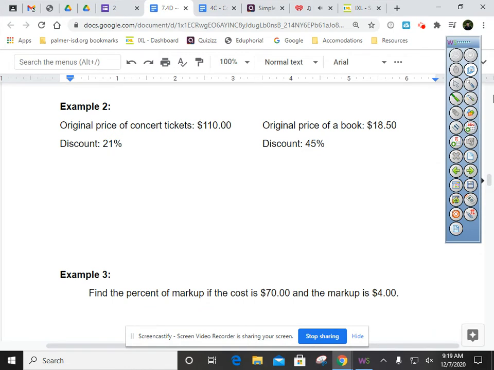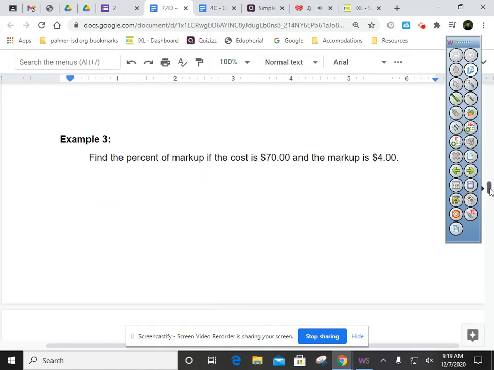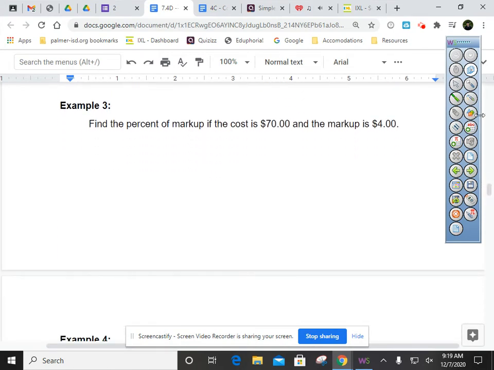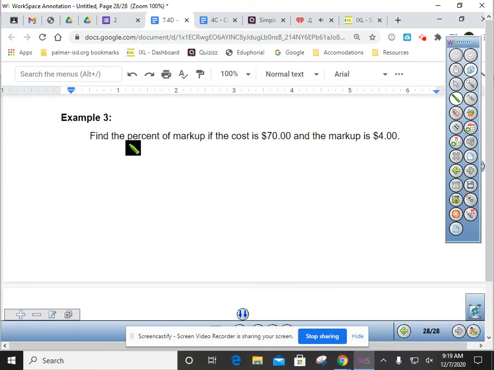Let's look at example 3. We've got to make sure we're reading. Find the percent of markup if the cost is $70 and the markup is $4. What is it asking you to find? The percent. How much is the markup? $4.